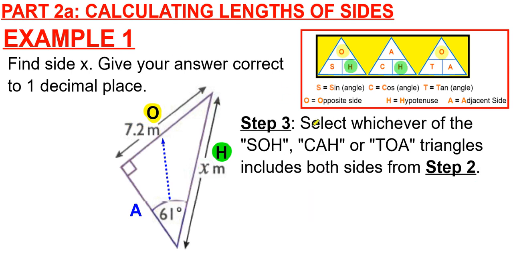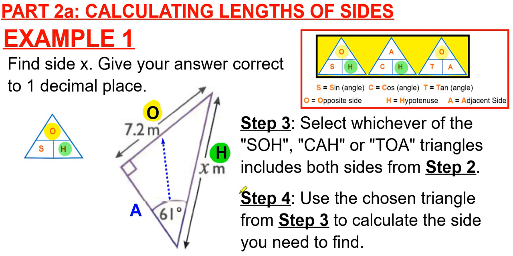Step three, we now need to select whichever of the SOH, CAH, or TOA triangles includes both of these sides from the first step. So looking here, we want to know the H, we do know the O. So the only triangle here that includes the O and the H is the SOH triangle, which I said at the beginning. This is just to give you some information if the examiner didn't tell you, which they won't, which of the SOH, CAH, TOA triangles to use. So it'll be good to know anyway, to be a bit more independent. So anyway, because it's the SOH triangle, what we're going to do next is copy this one down. Now step four, we're going to use the chosen triangle to calculate the side we want to find. Now, this is the main bit.